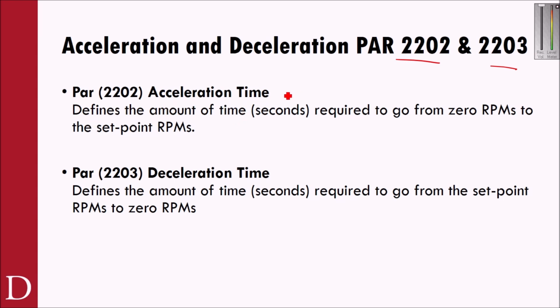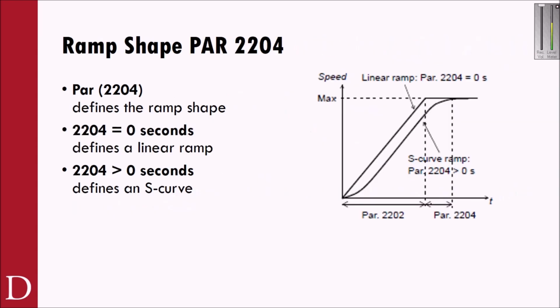Whatever you plug into the acceleration time, that's going to determine how long it takes to go from 0 up to whatever RPM you're going to. And deceleration is just the opposite. I've got my RPM that I'm running at, and I hit stop. How long is it going to take before it gets back down to 0? So this would be accel, and this would be deceleration. So 2202 and 2203.